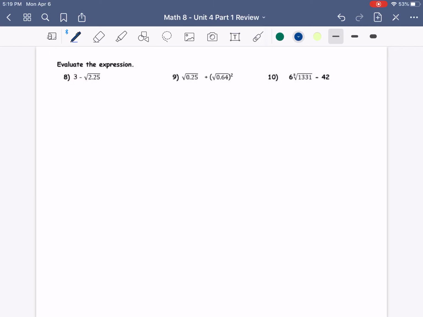Okay, evaluating the expression. So this is just following order of operations. So our PEMDAS. Okay, all right. So we have a root first. We don't know the square root of 2.25, but we do know the square root of 225, which is 15. So the square root of that is going to be 1.5. And 3 minus 1.5 is 1.5.